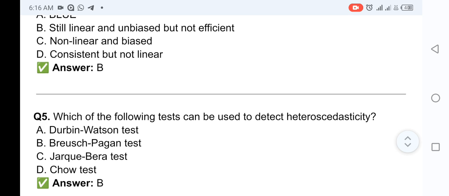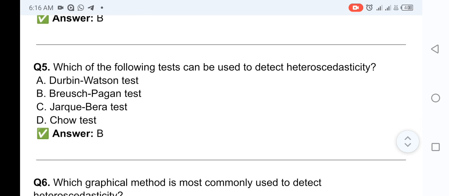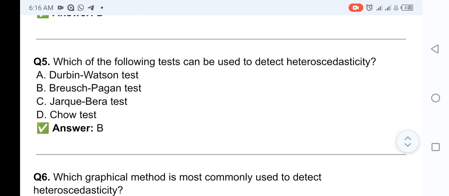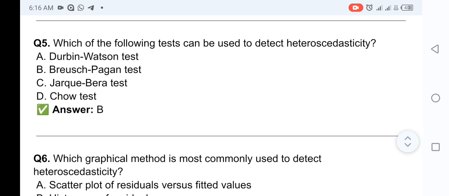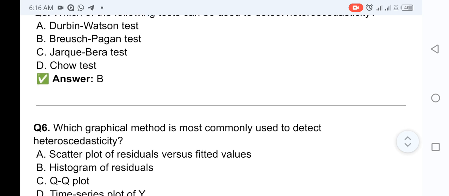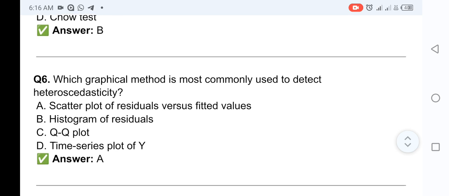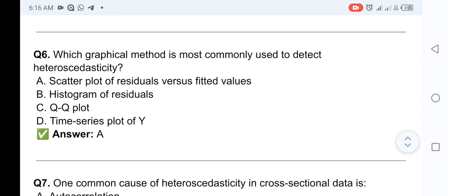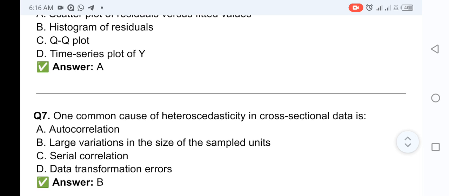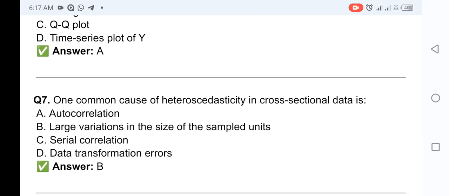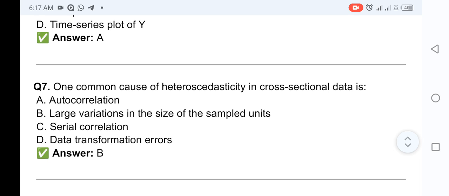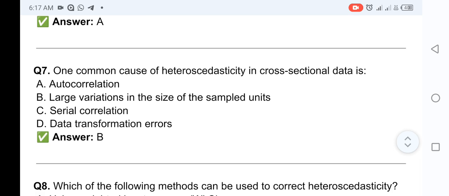Q5. Which of the following tests can be used to detect heteroscedasticity? A. Durbin-Watson test. B. Breusch-Pagan test. C. Jarque-Bera test. D. Chow test. Answer B. Q6. Which graphical method is most commonly used to detect heteroscedasticity? A. Scatter plot of residuals versus fitted values. B. Histogram of residuals. C. QQ plot. D. Time series plot of Y. Answer A. Q7. One common cause of heteroscedasticity in cross-sectional data is A. Autocorrelation. B. Large variations in the size of the sampled units. C. Serial correlation. D. Data transformation errors.